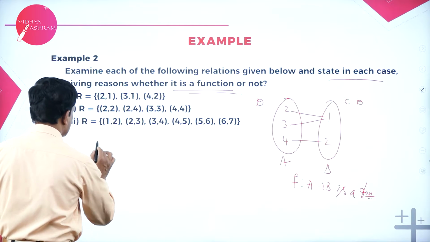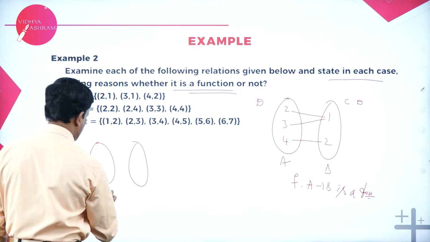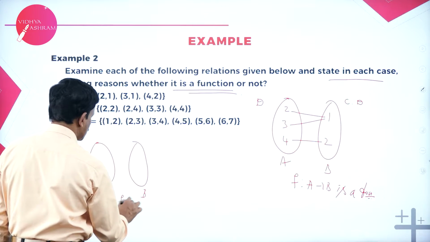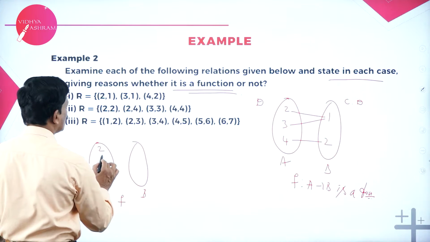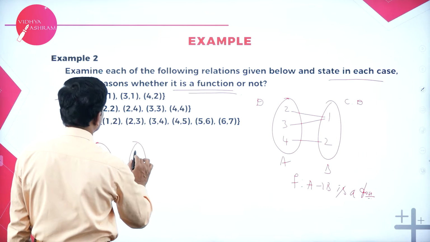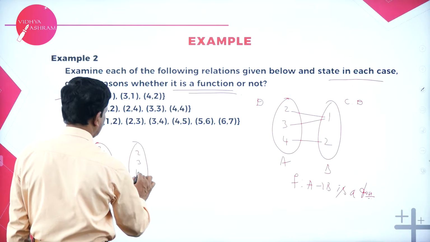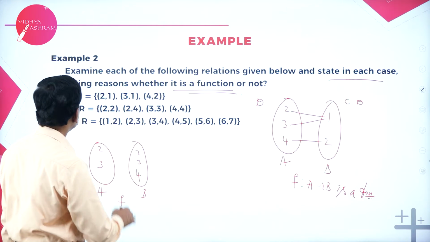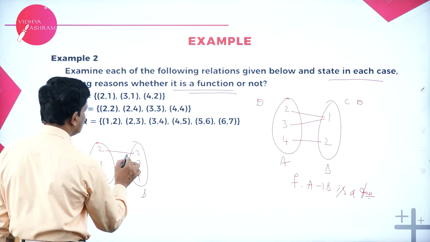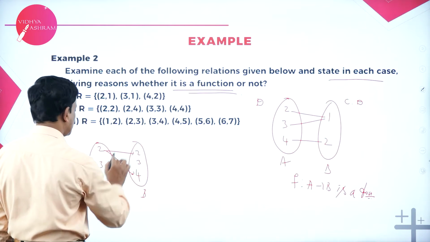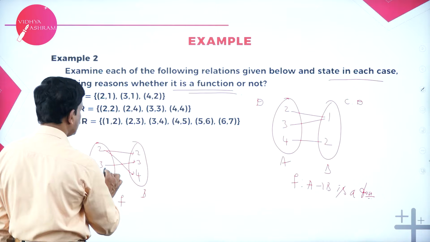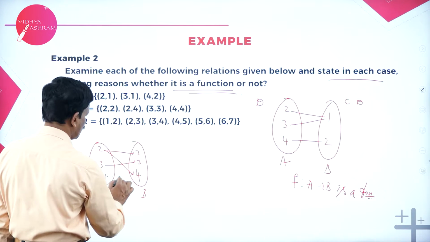Now let me check this. The same. Write down A and B. This is F. So what does A contain? 2, 3. And here the elements are 2, 3 and 4. Now let us map this. 2 to 2, that is (2, 2). Again (2, 4). Again 3 to 3. And one more element, 4 to 4.